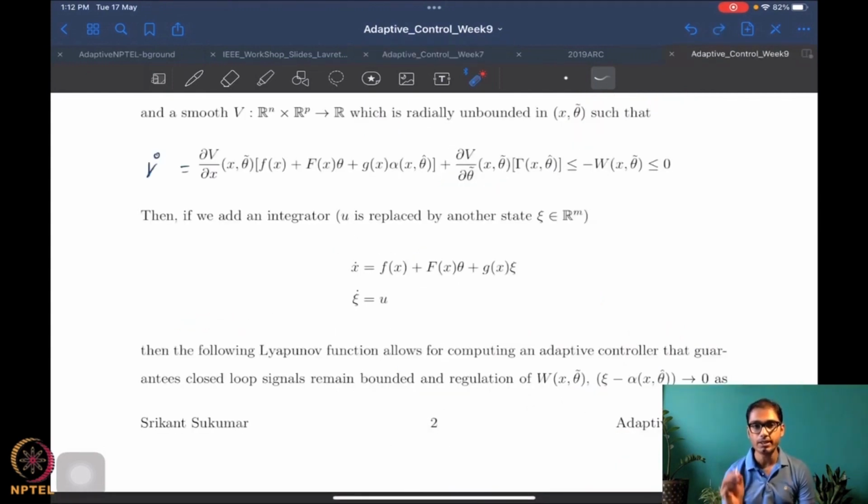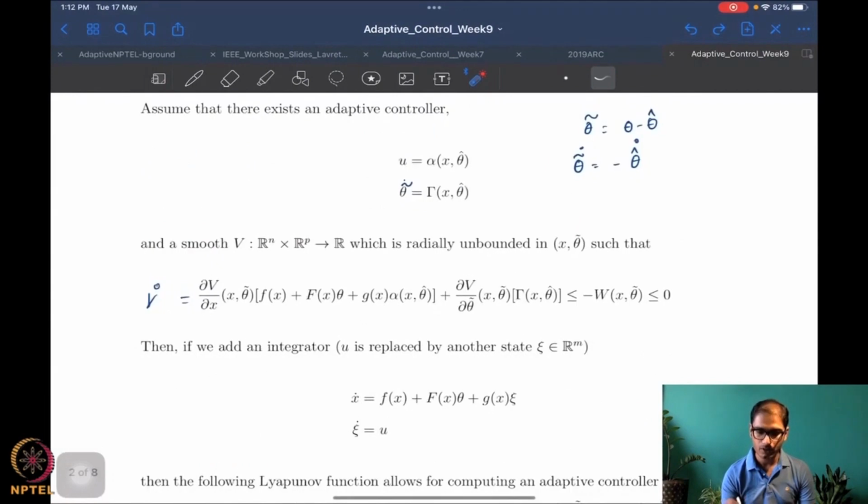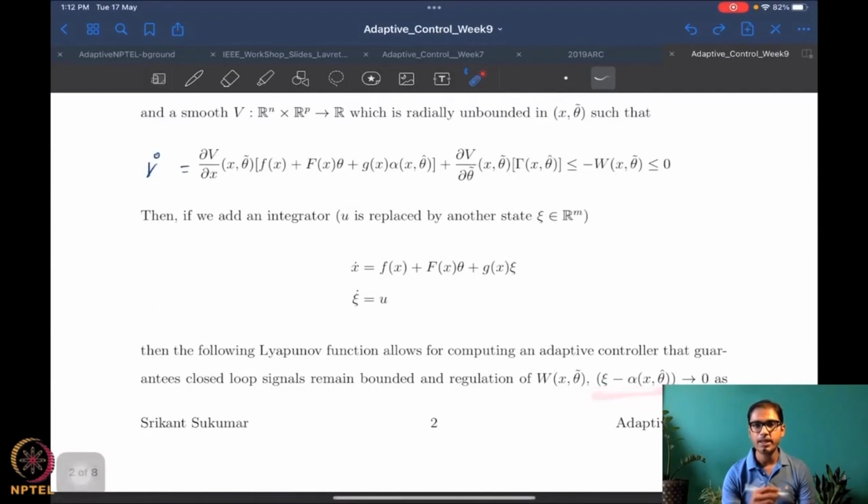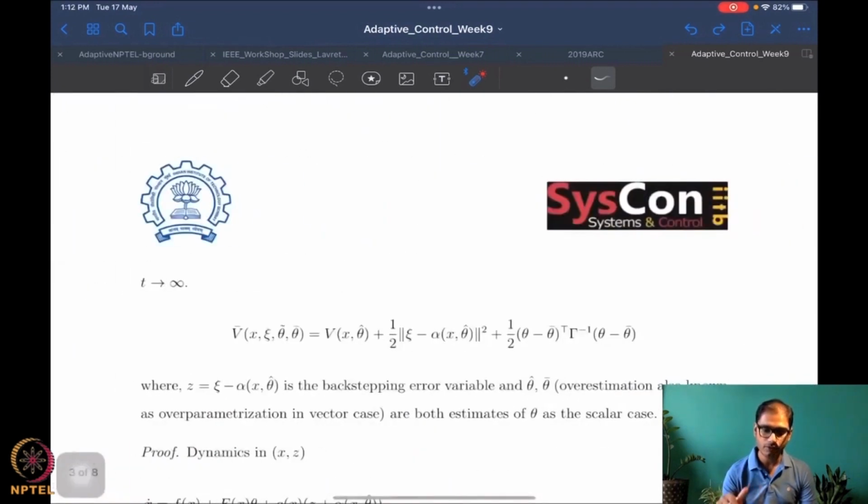We want to claim here at least that this W goes to 0 and the backstepping error, which is psi minus alpha, goes to 0. Because psi is the state now and cannot always be made exactly equal to alpha, but in steady state it can be. So psi has to follow alpha, and that is the backstepping error, and that is also going to be driven to 0. Okay. So what is this magical Lyapunov function?